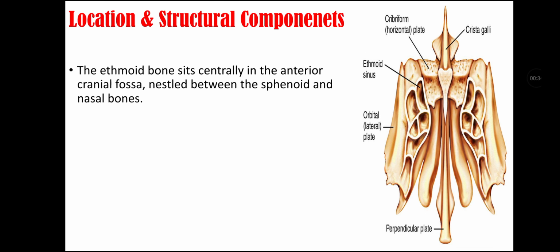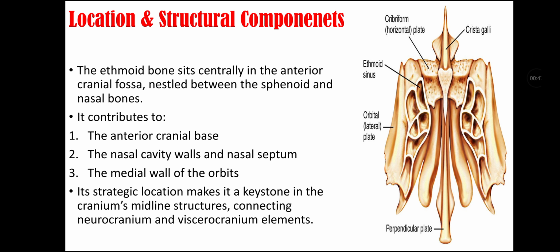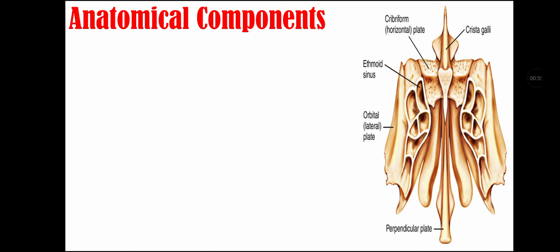Ethmoid bone sits centrally in the anterior cranial fossa, nestled between the sphenoid and nasal bones. It contributes to the anterior cranial base, the nasal cavity walls and nasal septum, and the medial walls of the orbit. Its strategic location makes it a keystone in the cranium's midline structure, connecting neurocranium and viscerocranium elements.